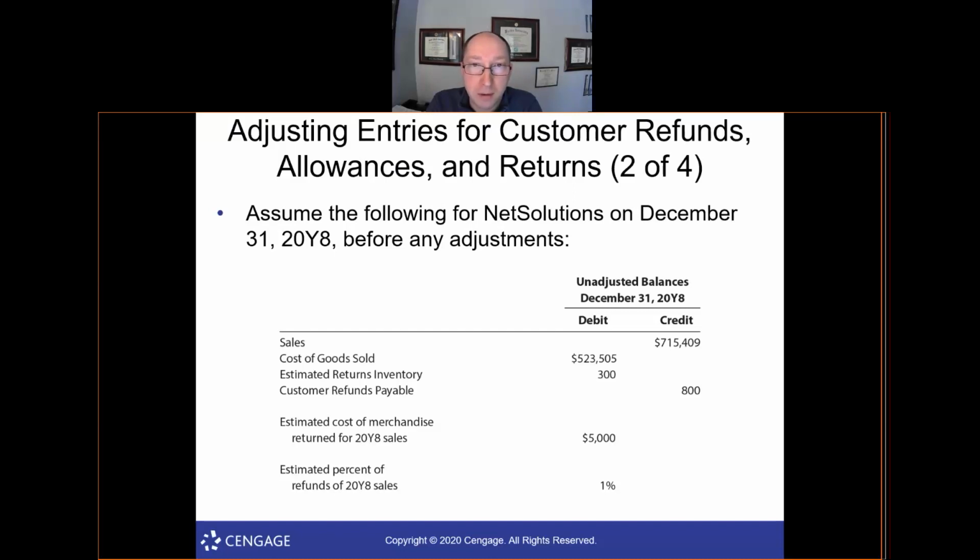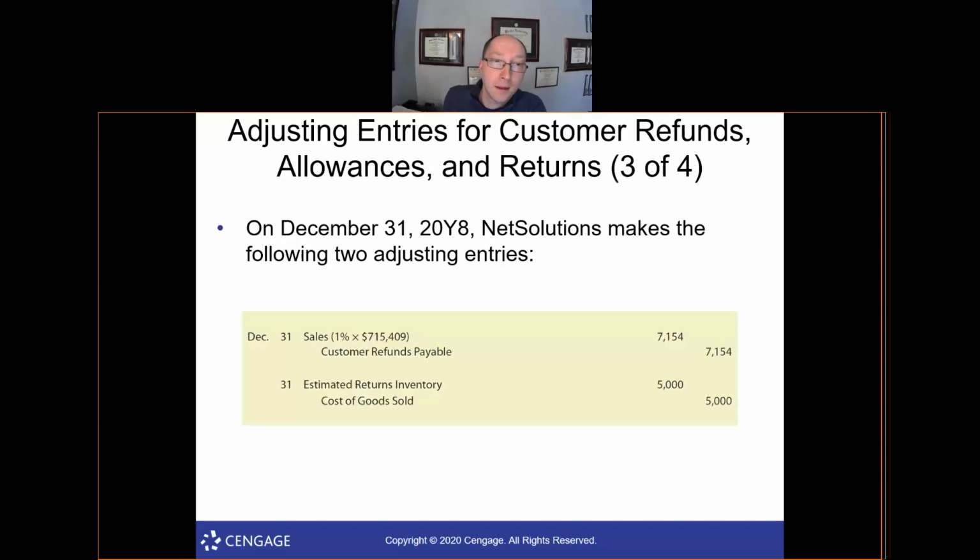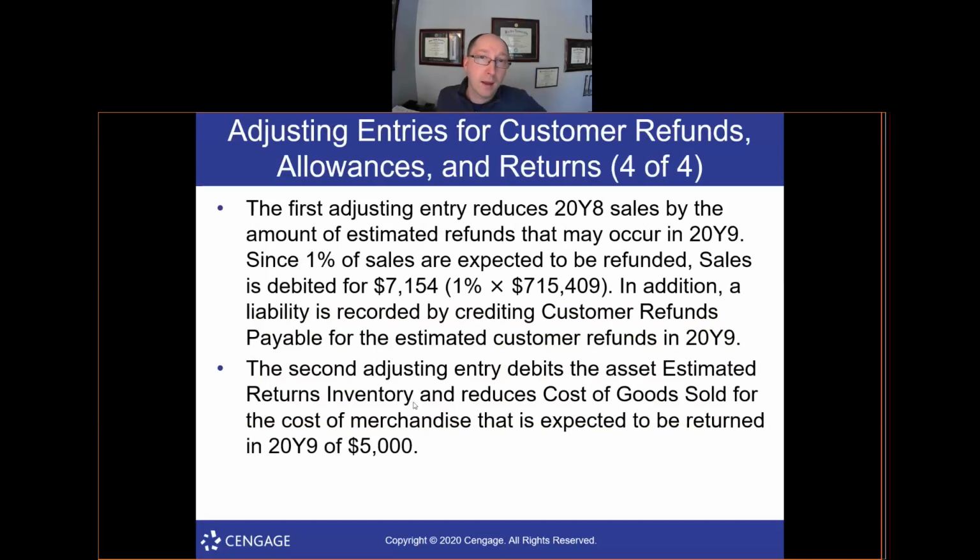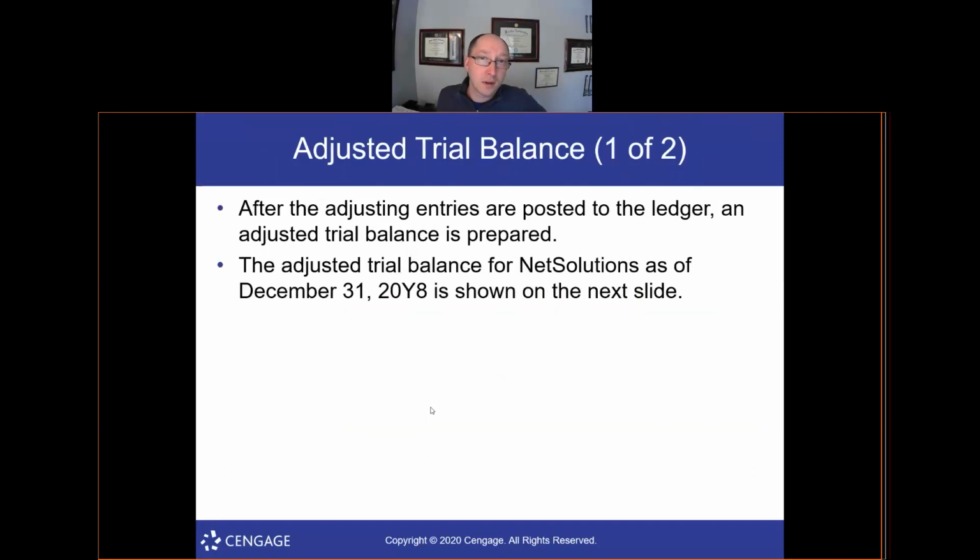This is an example of that. So here are the two adjusting entries. Debit sales to reduce the sales amount by that amount. Credit customer refunds payable to represent an increase in customer refunds payable. Then we would debit estimated returns inventory and credit cost of goods sold to reduce cost of goods sold.